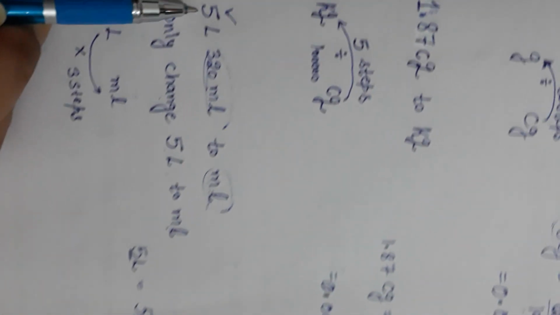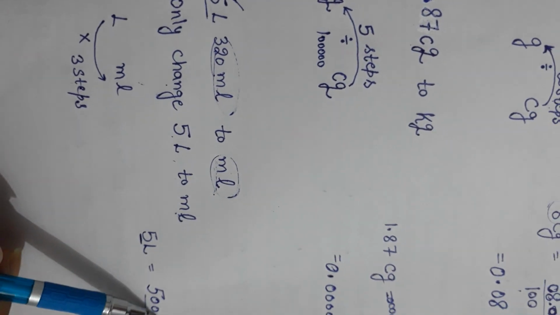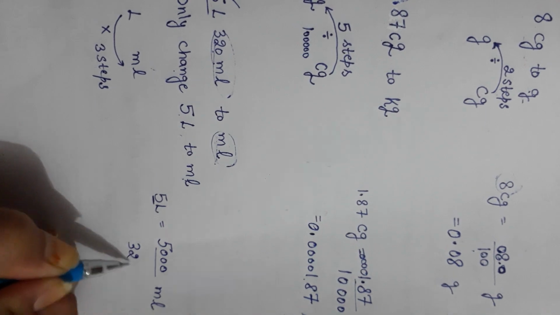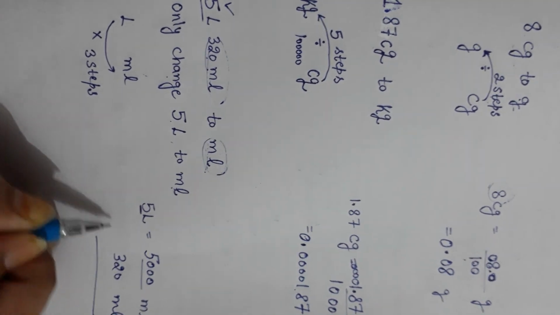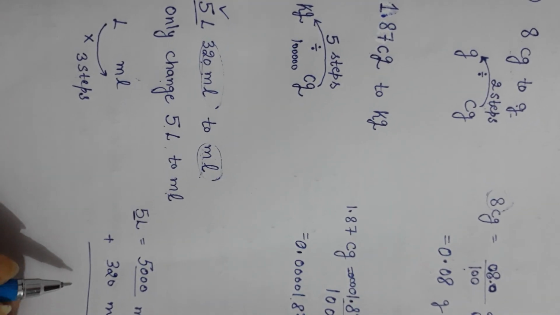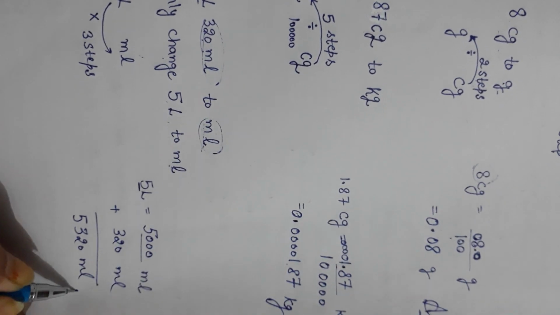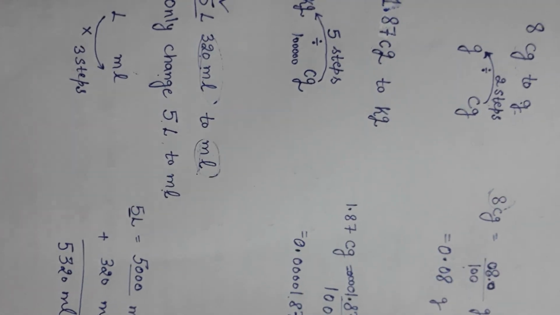Now see, this one has been converted to 5000, and 320 was already there. So add both of them. How many total milliliters do we have? So you have 5320 milliliters. So this is your total answer. Thank you.